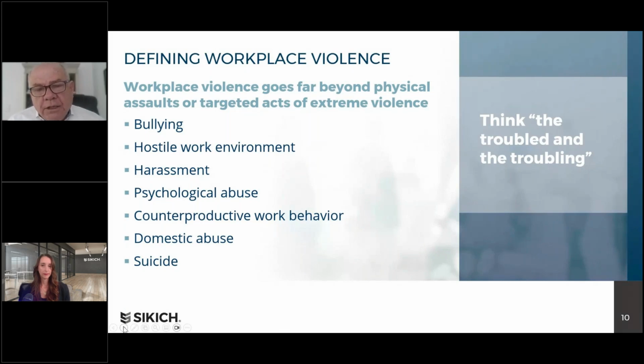And one of our colleagues came up with the term: think about the troubled and the troubling. Think about the troubled employee, contractor, visitor, family member, enveloping in the workplace, and the troubling behavior associated with that. That's what we're talking about. These are all troubling behaviors that, if left unchecked, could potentially lead, and that's what we're going to further talk about today.